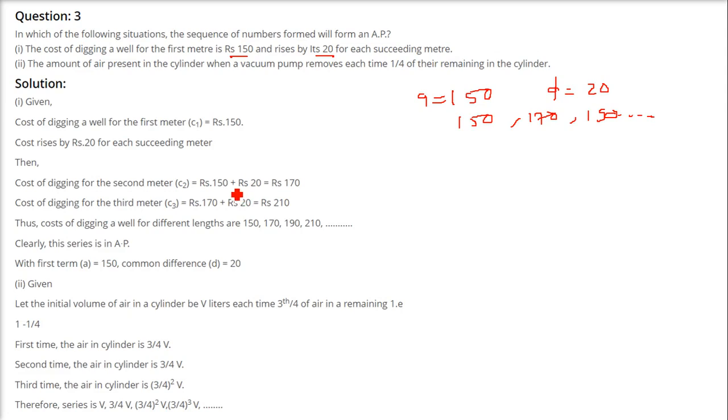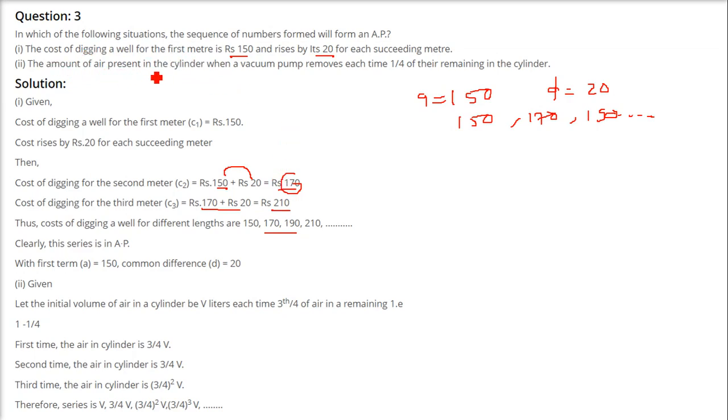So this is the condition. See, we have 150 as the A, plus D is 170. Then again, A plus 2D is 170 plus 20, 190. So this is actually a sequence of numbers which is showing that it is an AP, arithmetic progression.